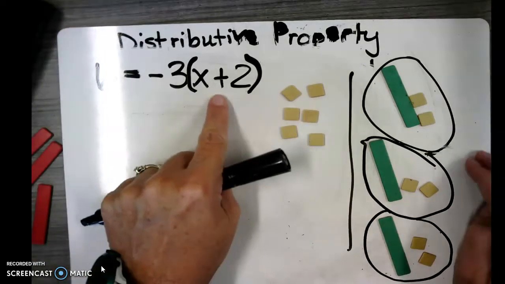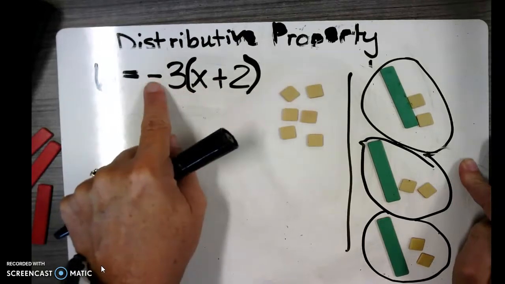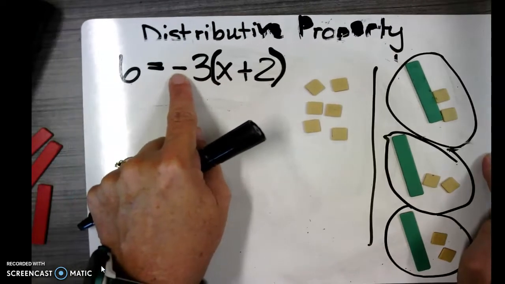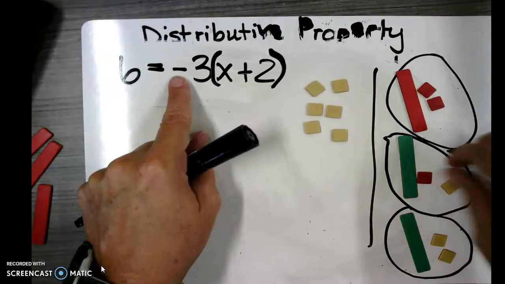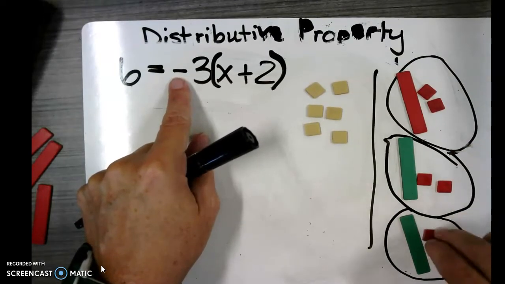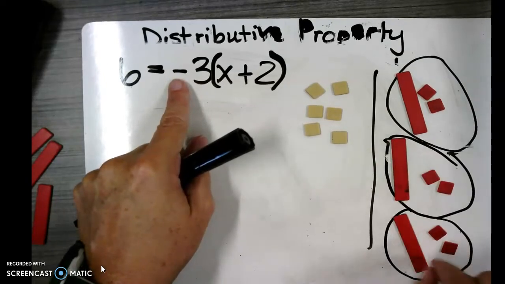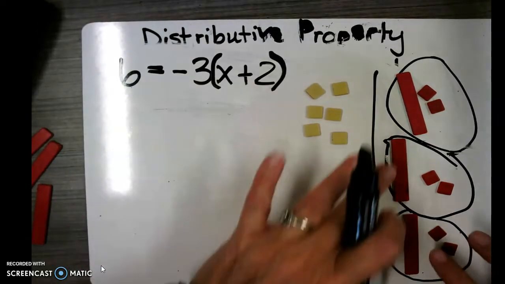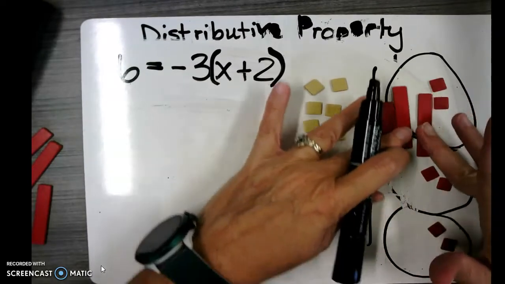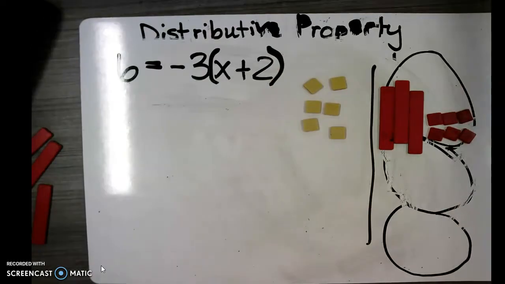Now, this is 3 sets of x plus 2. There's the 3. Now I need to address the negative piece of it, so I need to flip my pieces over. So they were all positive, now they're all negative. Then I want to combine like terms. So now I want to combine them. So I have negative 3x's, and I have negative 6 pieces.